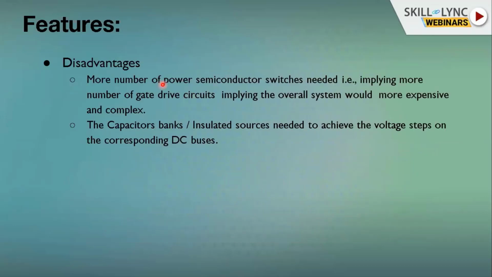Yeah, disadvantages. Everything has two sides of a coin. The more power semiconductor switches, the more gate drive circuits, implying the overall system would be more expensive and complex. More switches, more drivers are required. The system becomes complex. And another important point is that the reliability also goes down.